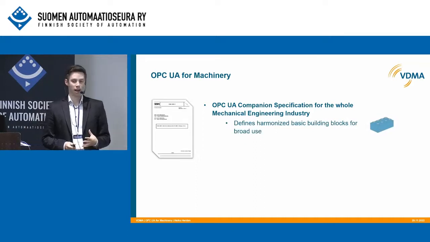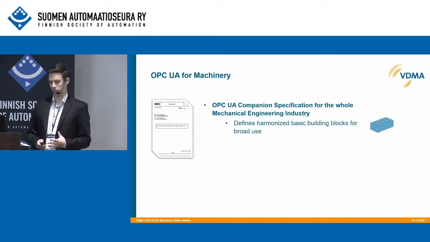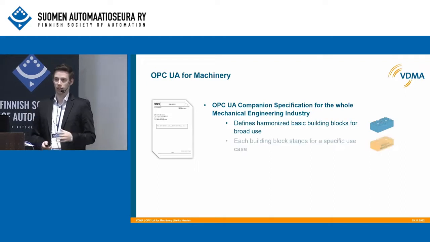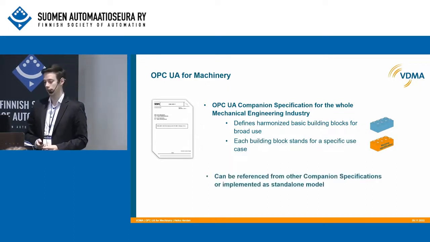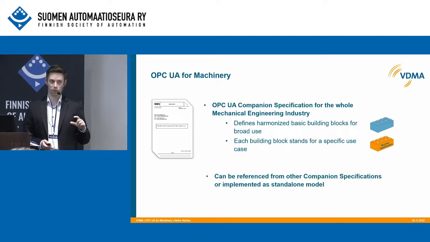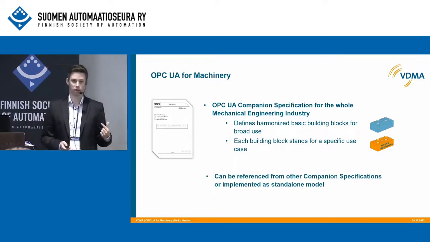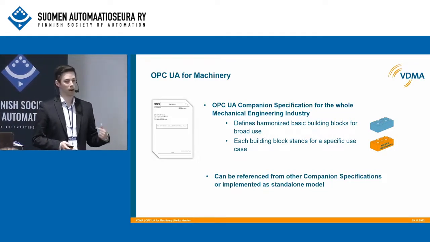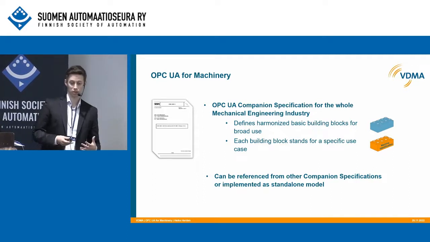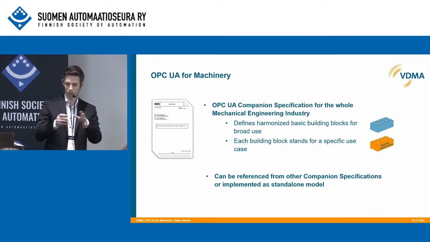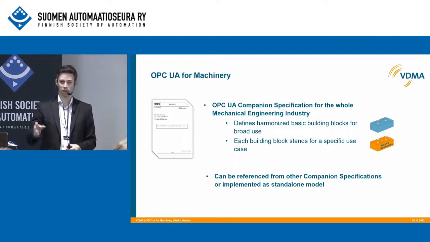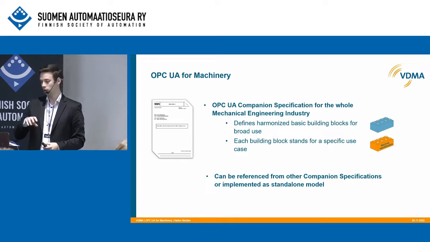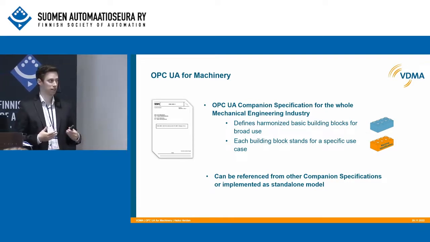And we define harmonized basic building blocks for the broad use. Each building block then stands for a specific use case. So for example, one building block might be for machine identification. And these building blocks can then be referenced from other companion specifications. So for example, if the pump specification group says identification is interesting for us, then they just reference from OPC UA for machinery the identification building block. Or it's also possible to take it as a standalone model.